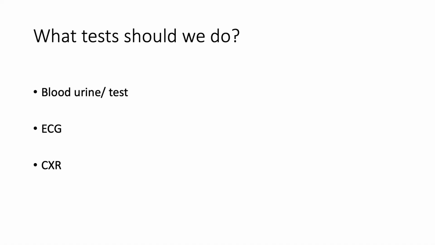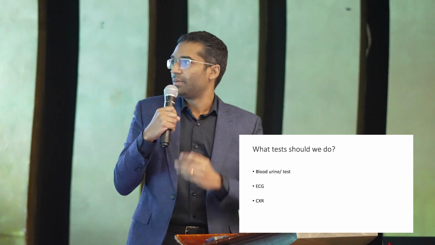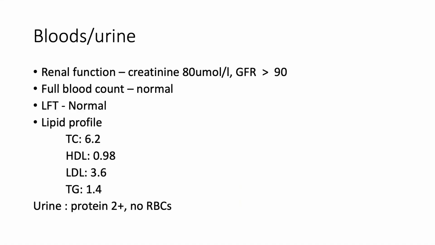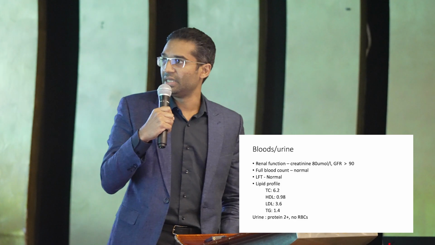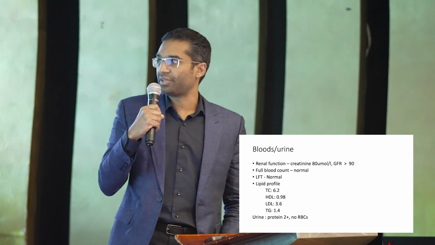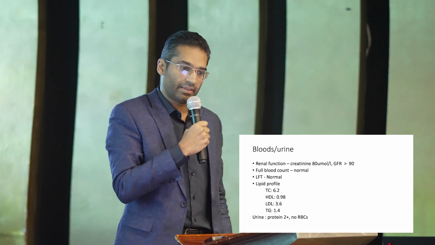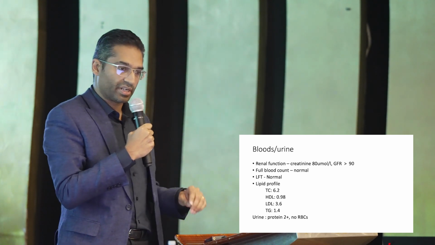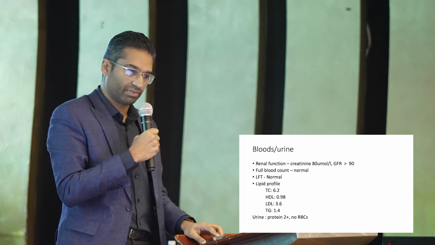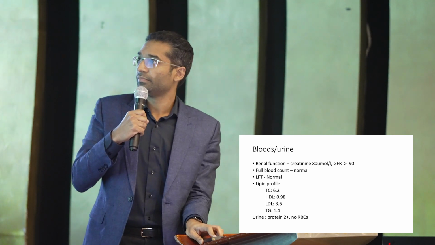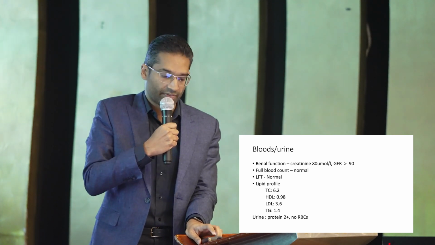Okay, so what's the simple test that we can do? Again, something that can be done in a primary care setting: blood test, urine test, ECG, and a chest X-ray, right? Okay, so his renal function was normal, eGFR was more than 90, full blood count normal, liver function test normal. Lipid profile, cholesterols were elevated, total cholesterol of 6.2 and an LDL of 3.6, and there was some proteinuria, right? Not in the nephrotic range because the albumin was normal in the liver function test, but just 2+ protein. So that tells us that probably he's been hypertensive for some time.